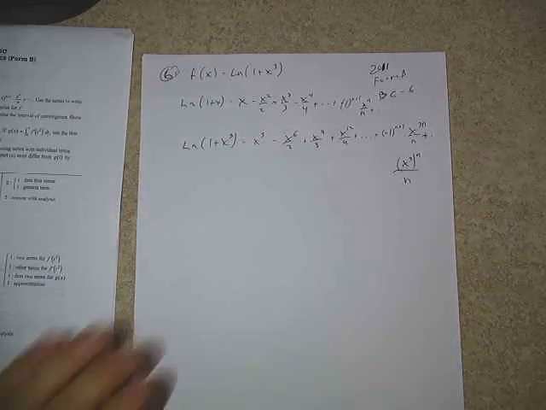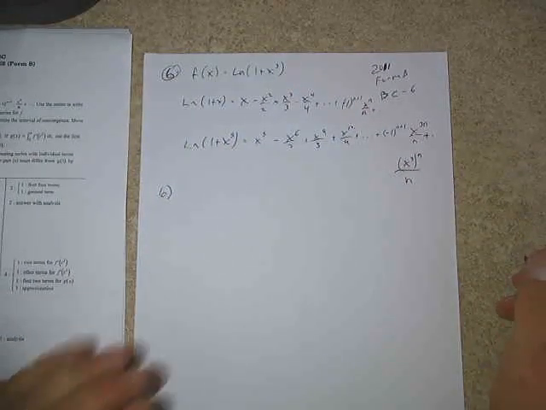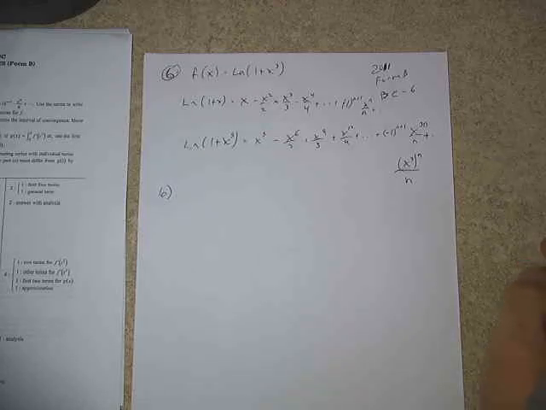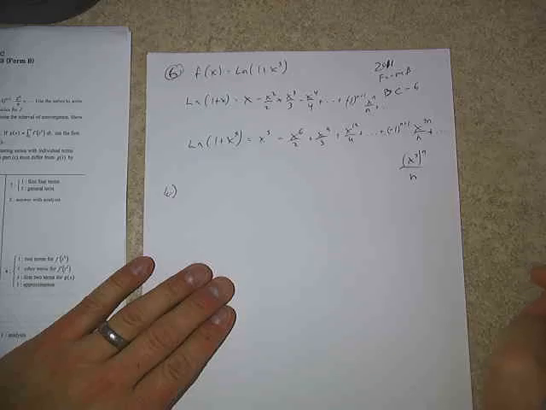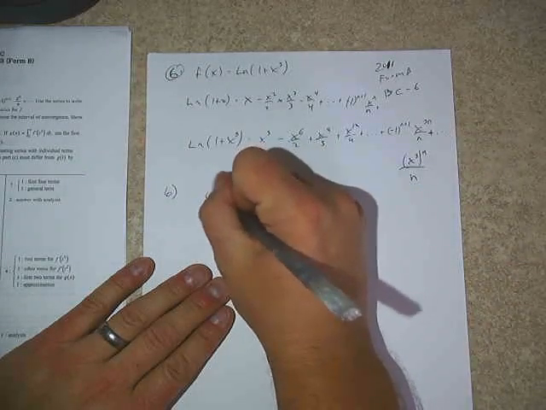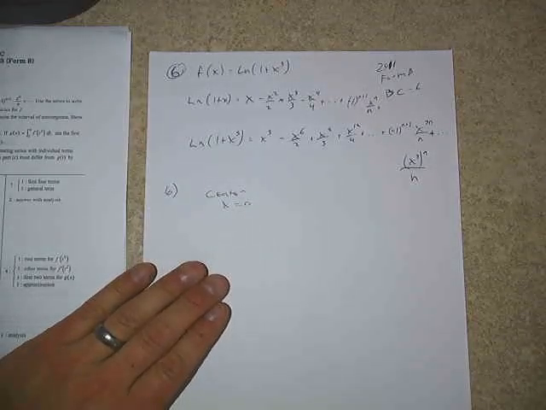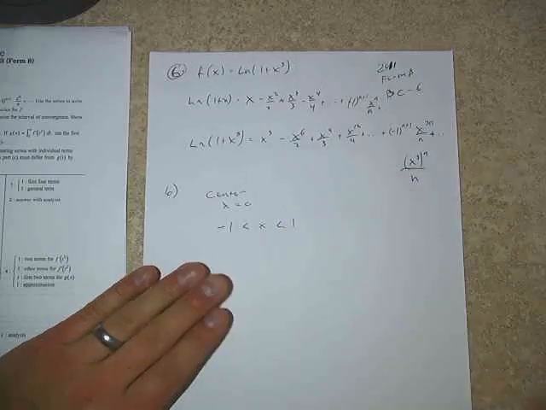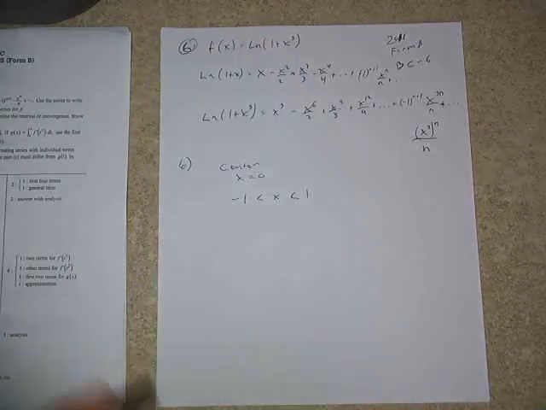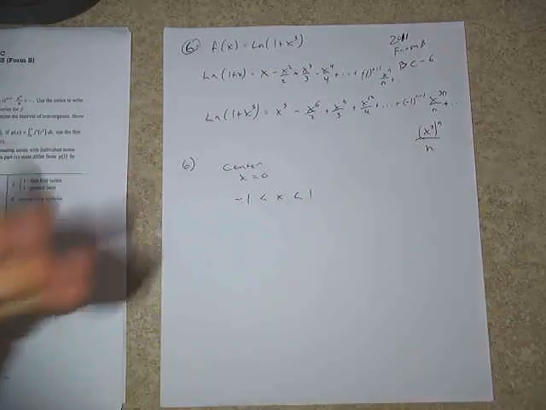So the point breakdown for that one is 1 point for having the first four terms and 1 point for having the general term, so two total. All right. Then part B says that the radius of convergence for the Maclaurin series is 1. Determine the interval of convergence and show the work that leads to your answer.